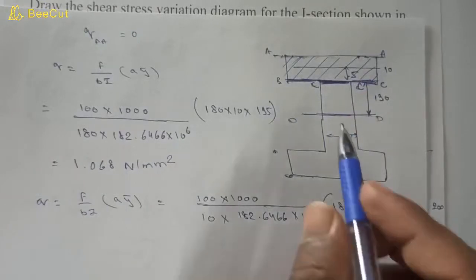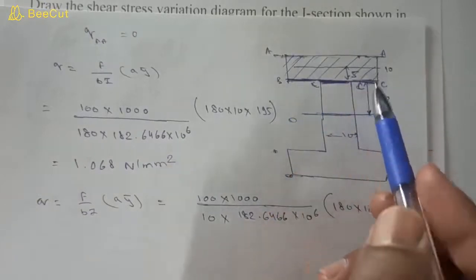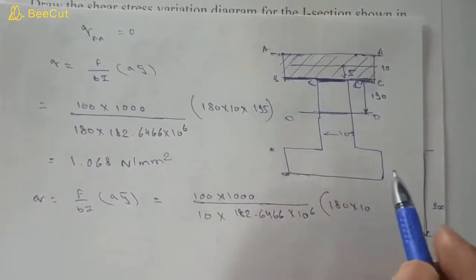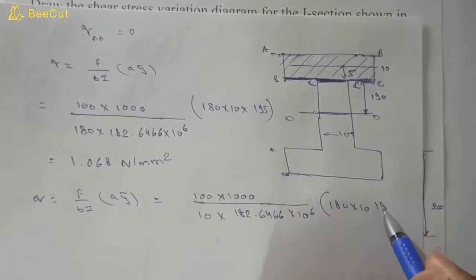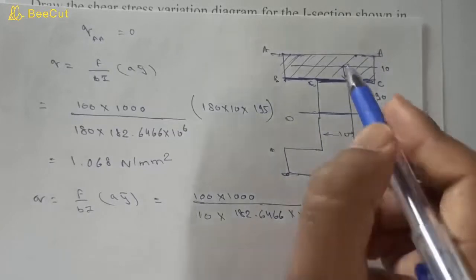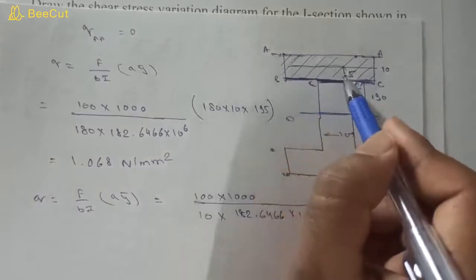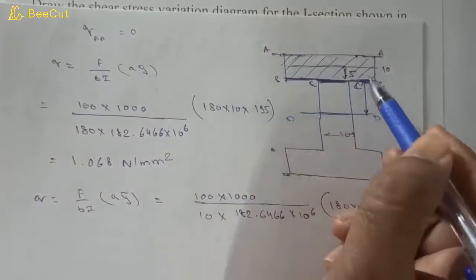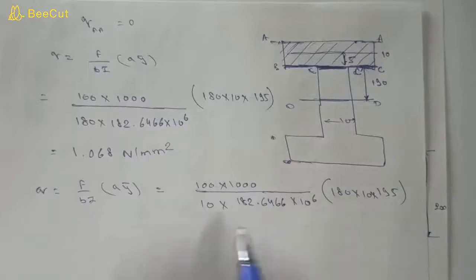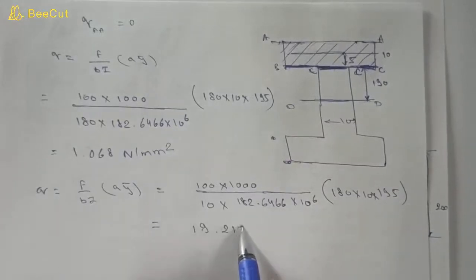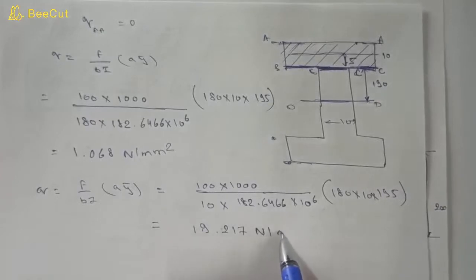this area is same, so area will be 180 into 10, and Y is same, 195, because the centroid of this area is 5 centimeter above this point, so 190 plus 5, it will become 195. So if you calculate this again, 19.217 newton per mm square.